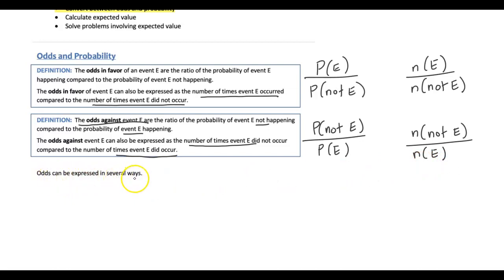Odds can be expressed in several ways. A few common ways are as follows, using the word to. For example, you could use 5 to 8: there are 5 animals to every 8 veterinarians. The fraction bar could also be used. A colon is another common way to express odds, 5 to 8. The word in is another one: 5 animals in 8 veterinarians, as examples.